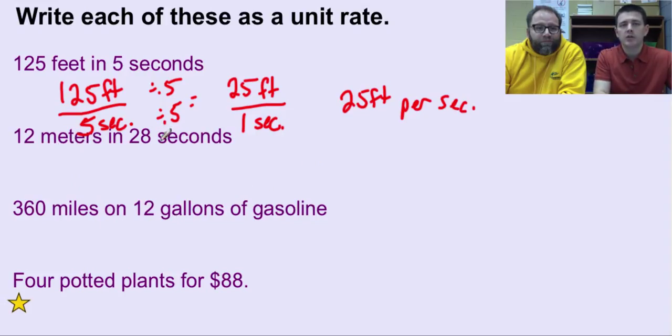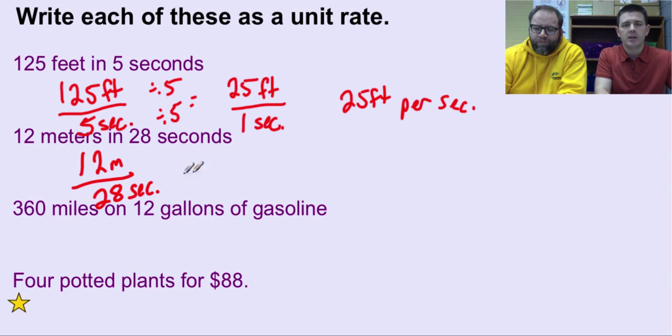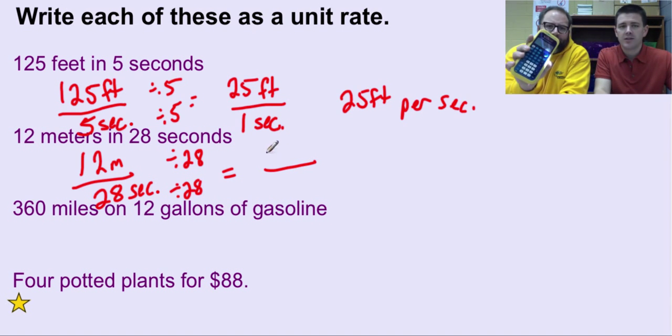Next one, 12 meters in 28 seconds. Unless the problem tells you otherwise, we usually just leave the numbers in the order they're in. So 12 meters on top, 28 seconds on the bottom. We're going to divide everything by our denominator. So you never have to think about what to divide by. It's just always your denominator. This one's going to be ugly. So I pulled out my calculator, and what we found was that our numerator ends up being 0.428 if you want to go to the fourth digit and round.